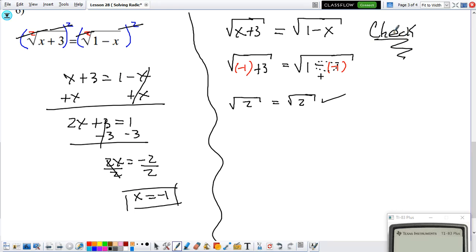You should try to check your answers when it comes to square roots, because there's something called extraneous solutions, and we're going to see that on the next video. But you should always check your answers. If you have an answer, plug it in. It only takes a couple seconds just to make sure you're right.